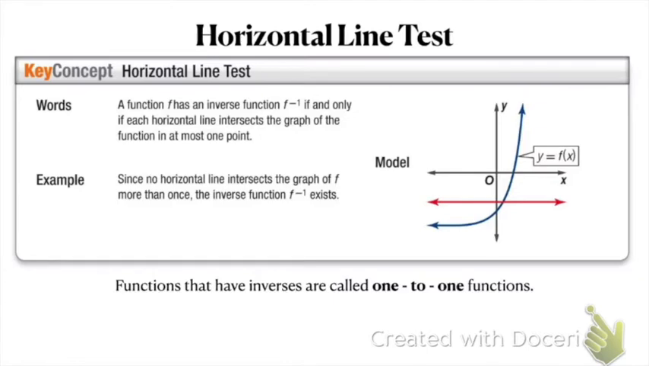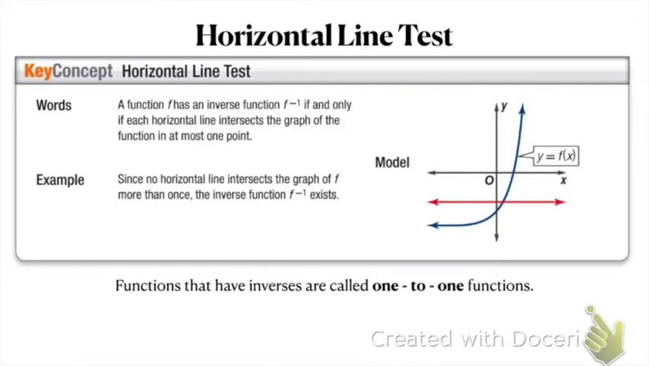If you are given a graph and you're asked if it has an inverse, you have to first make sure it's a function. So make sure it passes the vertical line test. And then to determine if it has an inverse, make sure it passes the horizontal line test. They both must pass, both the vertical and the horizontal line test. Make sure it's a function.